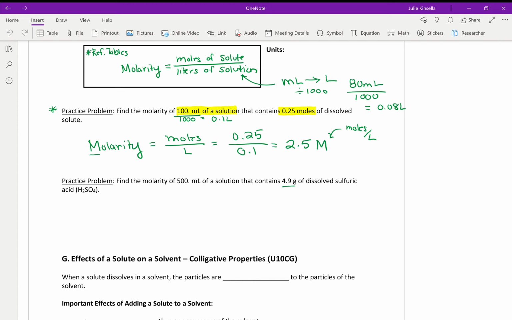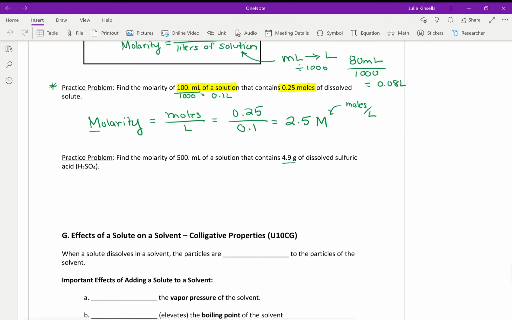So in your note packet, we have one practice problem that we're going to go through, and then I'll go through the first 2 practice problems on the worksheet. So in the note packet, our question is: find the molarity of 500 milliliters of a solution that contains 4.9 grams of dissolved sulfuric acid.